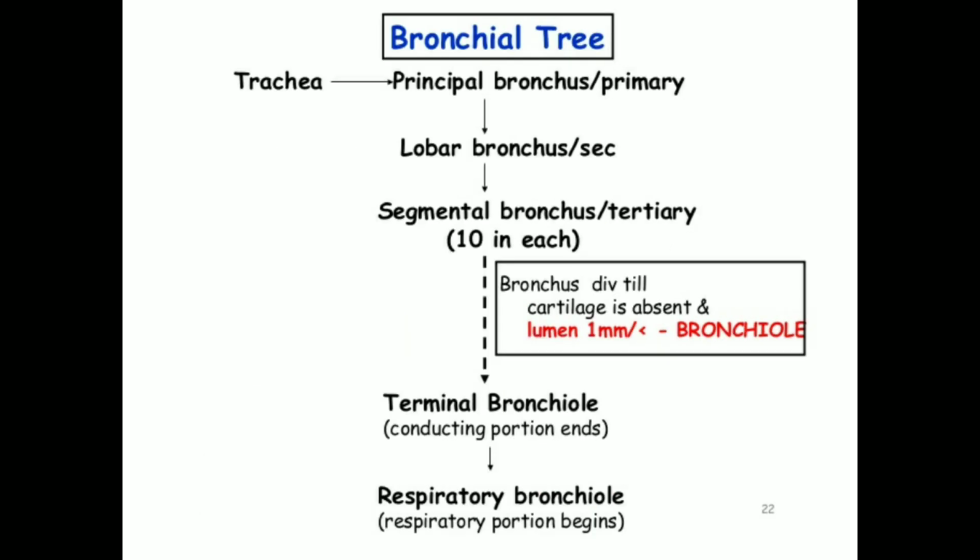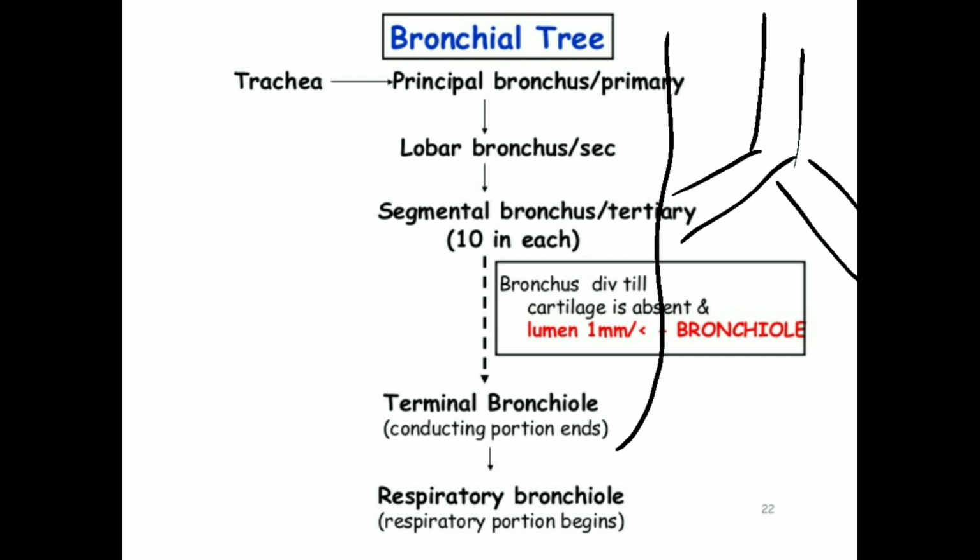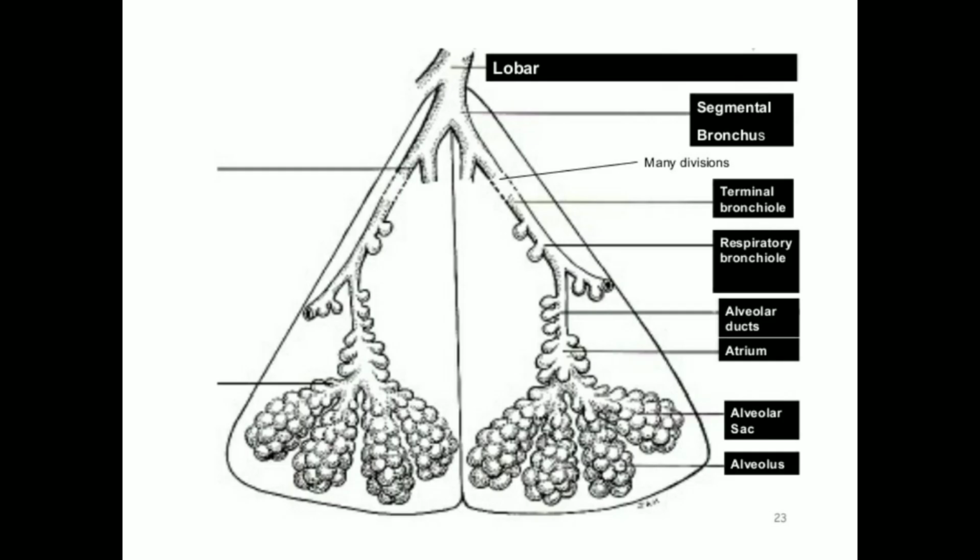Okay, then next you will see the bronchial tree. You know the trachea divides into two bronchi, the right and the left bronchus. We call them the principal bronchi. The principal bronchus divides further, forming the lobar bronchus. Then comes the segmental bronchus, which divides further, forming the terminal bronchiole. Till here it is the conducting system. Then comes the respiratory portion, which divides further, forming the alveoli.